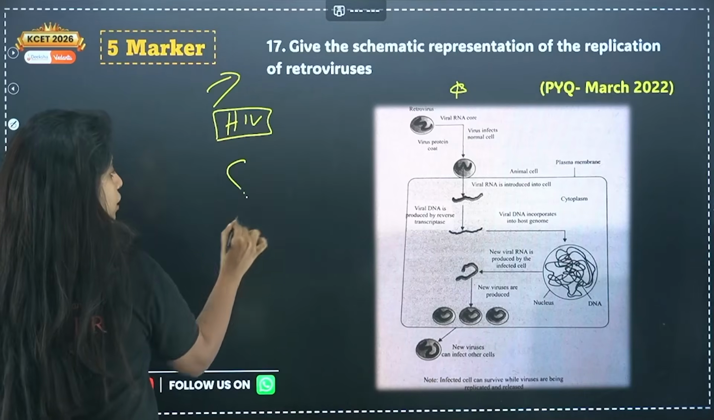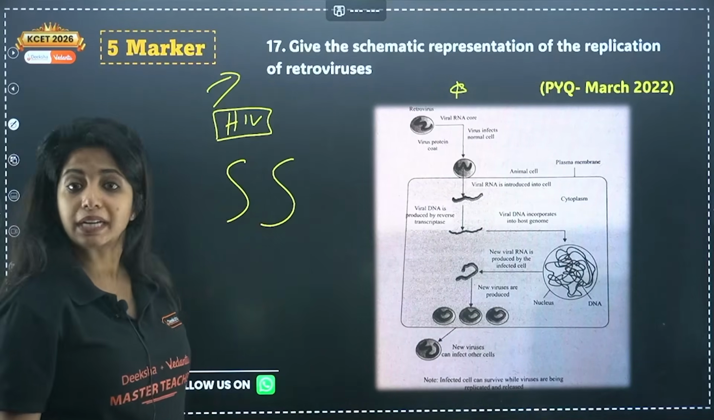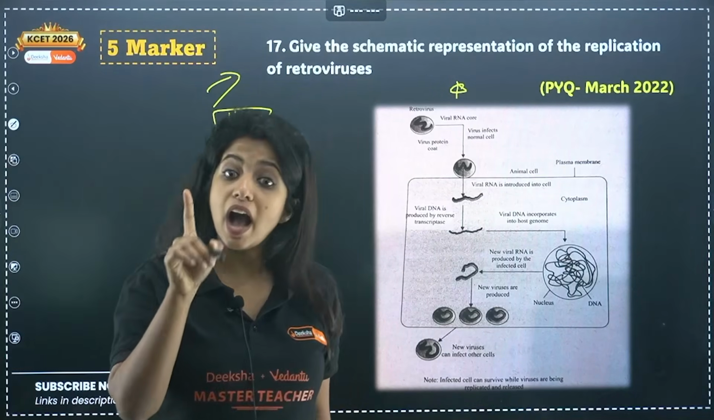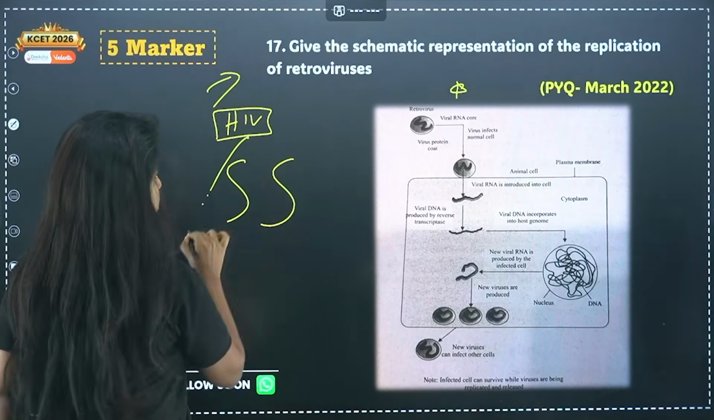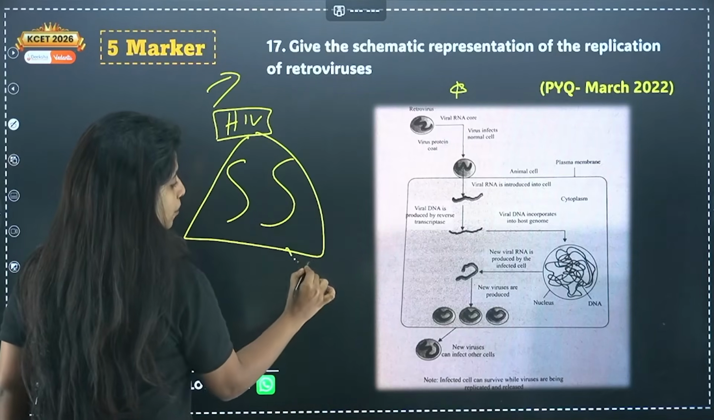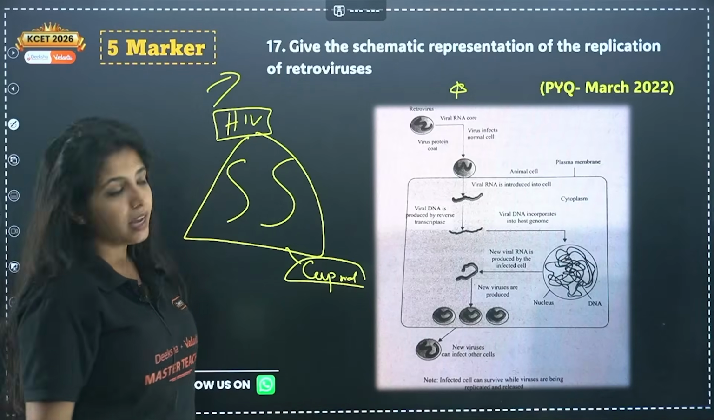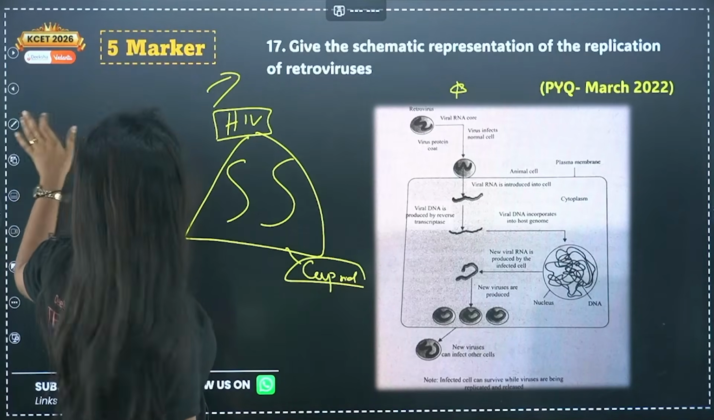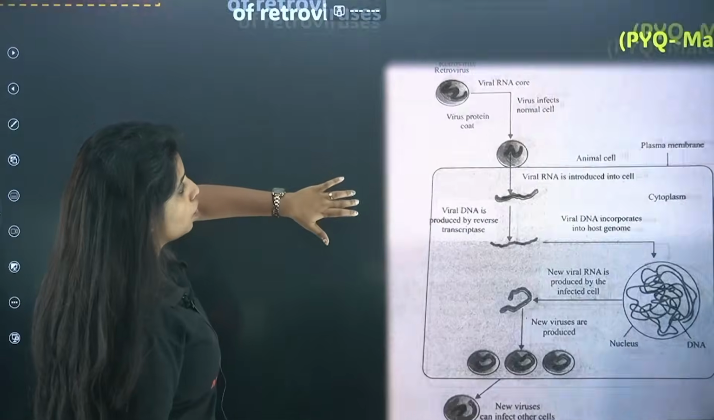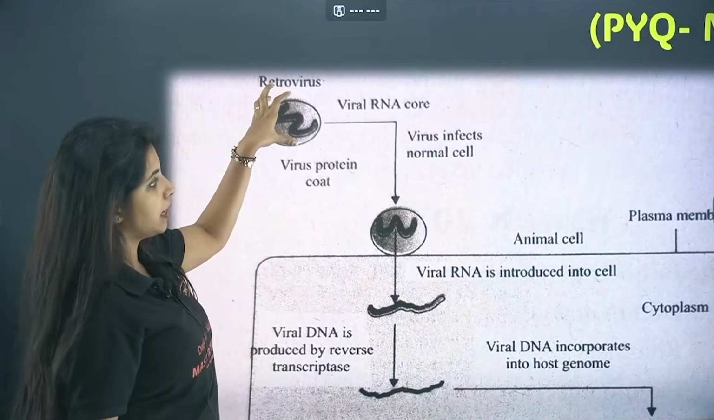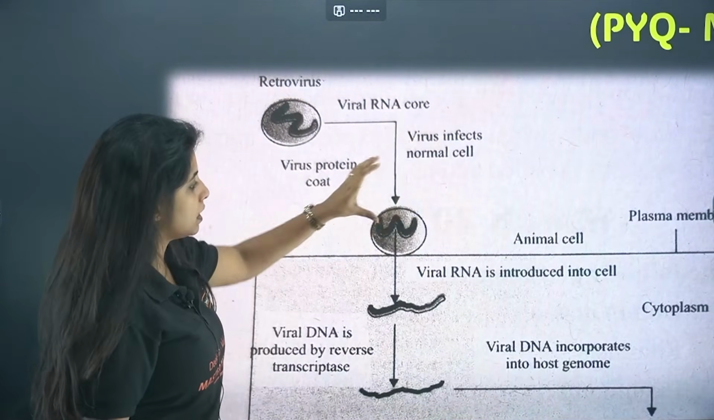This retrovirus, my dear children, will be having RNA as the genetic material. They do not have DNA, they have RNA as the genetic material, and this RNA is put inside a protein covering which you call the capsid. Now basically it is coming to affect our cells. So the retrovirus comes to infect a normal cell. It has come over here.